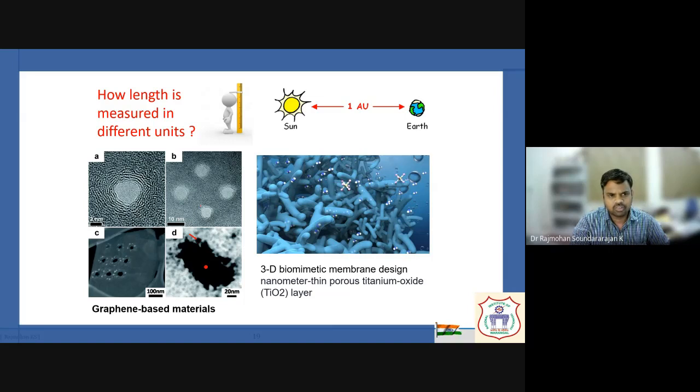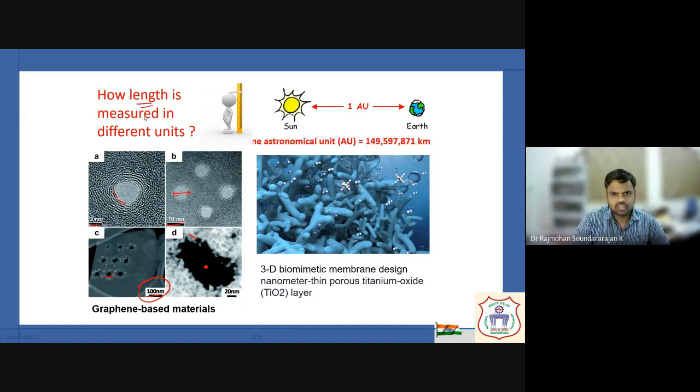So actually the length between the sun and the earth is measured in the units of 1 AU. And we have nanometer ranges, so you can see this much length is 100 nanometers. This much length is 2 nanometers, and this is around 4 nanometers. So for nanomaterials we have to identify this much length, which is 10 nanometers. So different units are there to express length.